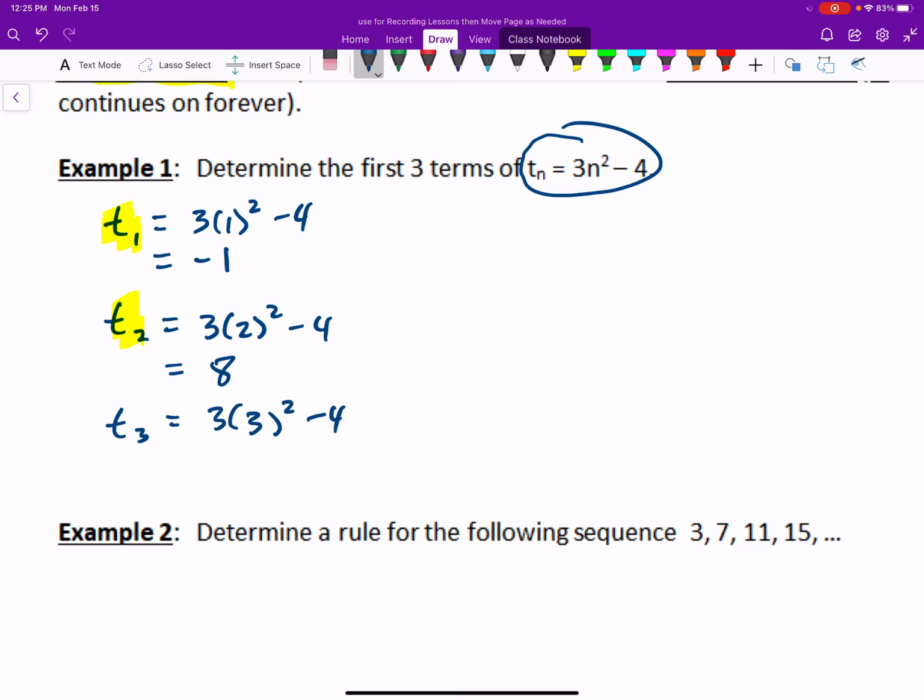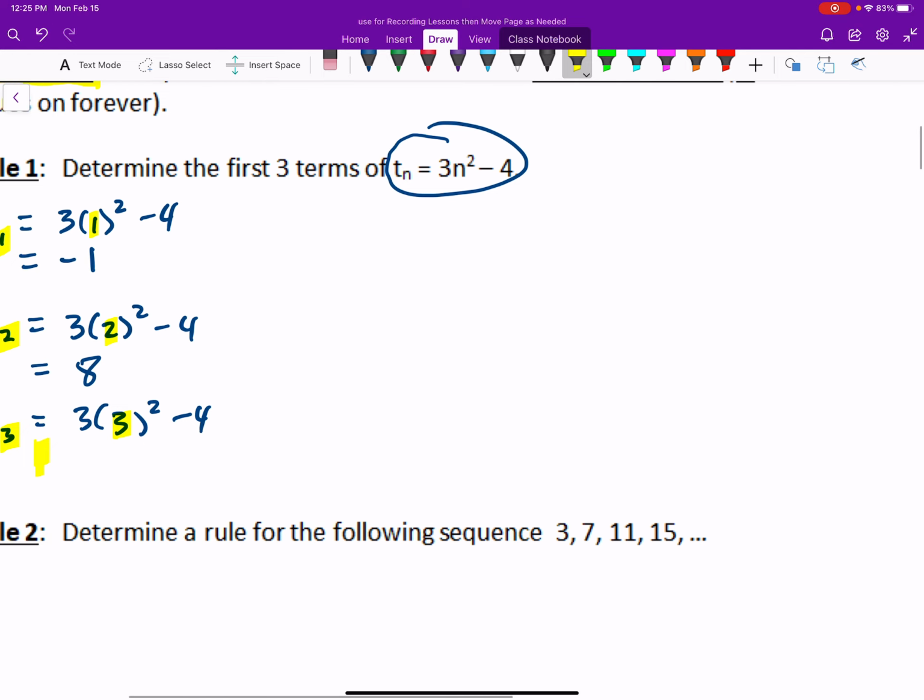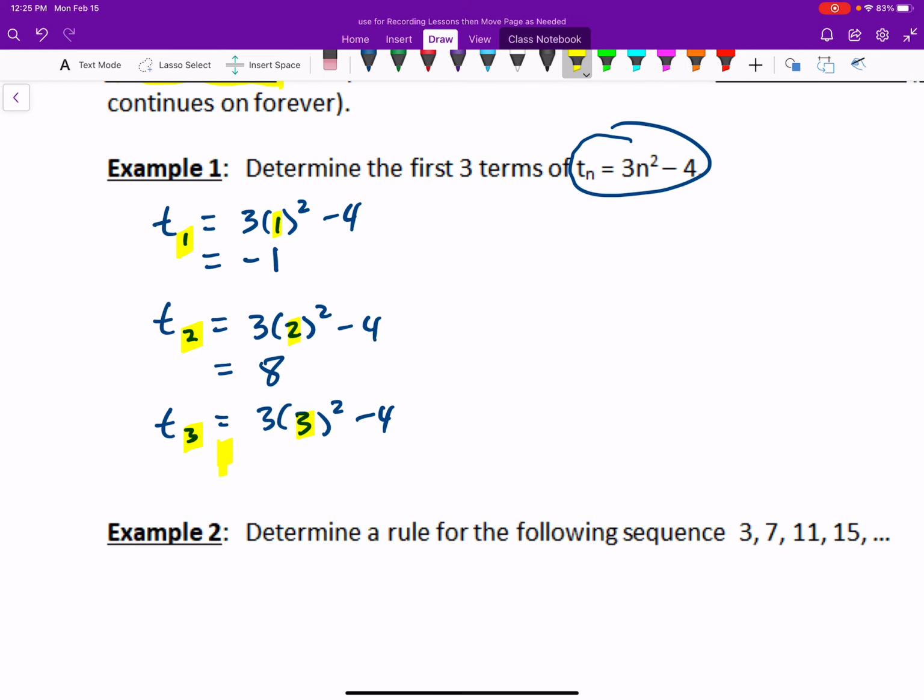So I'm just plugging these different values in for n. Maybe what I should be highlighting is the 1 and the 2 and the 3, so that you can see where it's coming from. 3 squared is 9, times 3 is 27, minus 4 is 23. So these are the first three terms of the sequence. If I wrote it out as a sequence, I'd write negative 1, 8, 23, and then it could keep going. But this question doesn't ask me to do that.